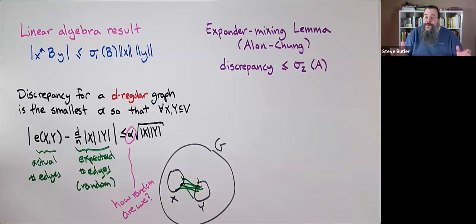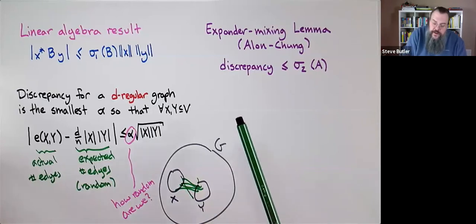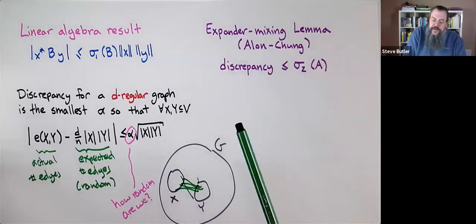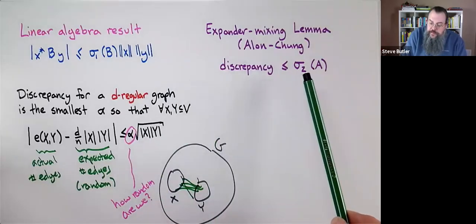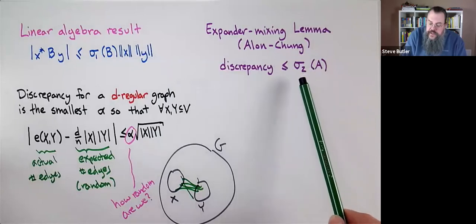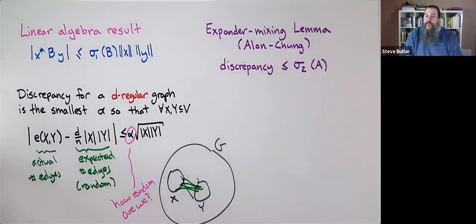Well, what does this have to do with the adjacency matrix? And the answer is the expander mixing lemma. This is a result due to Noga Alon and Fan Chung. It says, look, this parameter, this alpha, is bounded by the second largest singular value of the adjacency matrix. All right, good. So somehow the adjacency matrix is going to tell us how random our edges are.